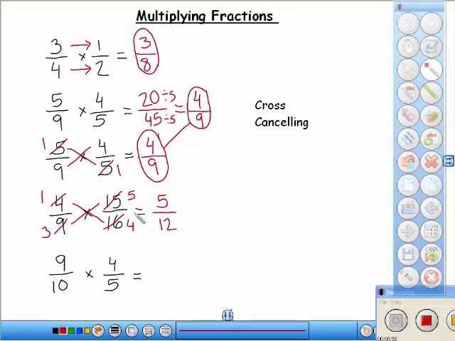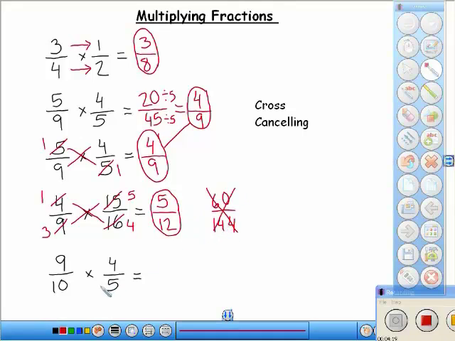Look what would have happened if I had tried to multiply without cross-canceling. 4 times 15 is 60. And 9 times 16, let's see that, 144. Are you kidding me? I'm going to have to reduce that. But see, when we cross-canceled, I already got the nice reduced answer. I don't have to worry about something like that.